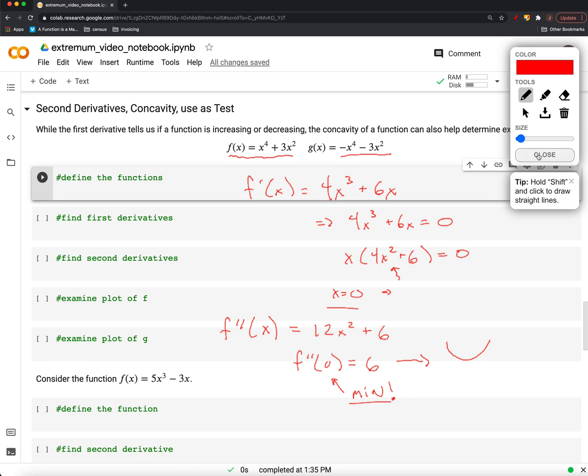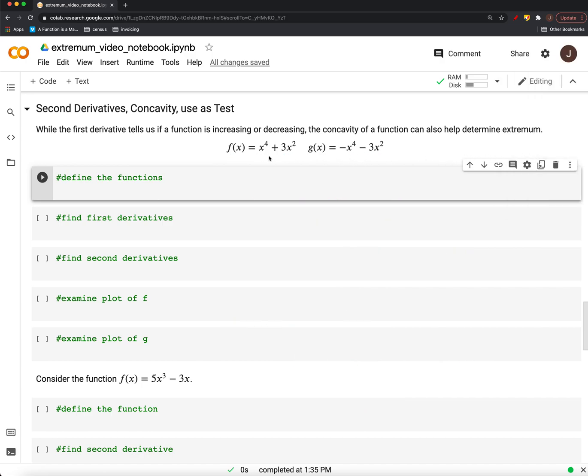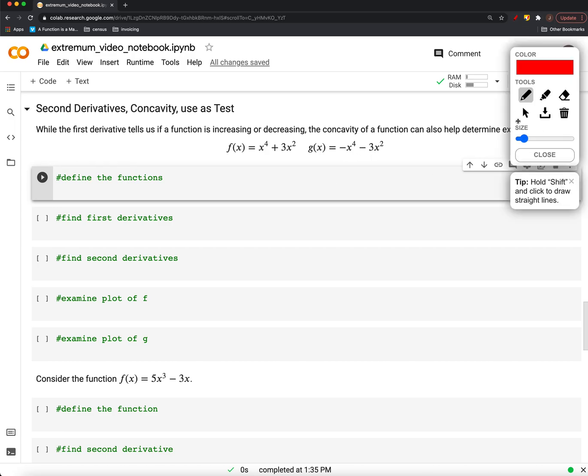Okay, we'll do the same thing with our other function. Hopefully you recognize that this is just this guy flipped, so we should determine that this is a maximum. Take our first derivative: negative 4x cubed minus 6x. Solve for where this equals 0. We'll find the same thing, for the same reason, just at x equals 0. Now let's find the second derivative of g with respect to x: negative 12x squared minus 6.